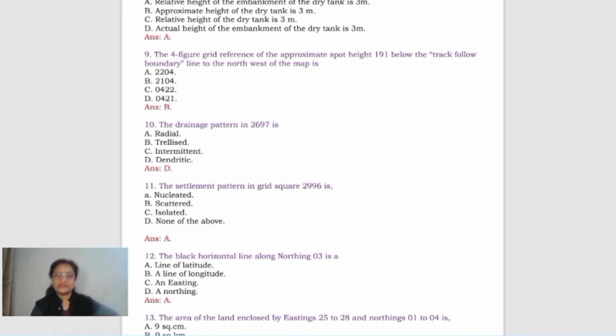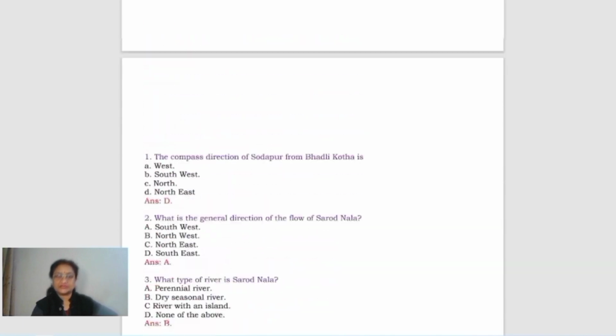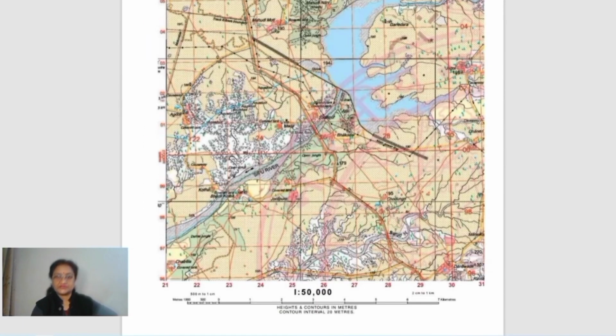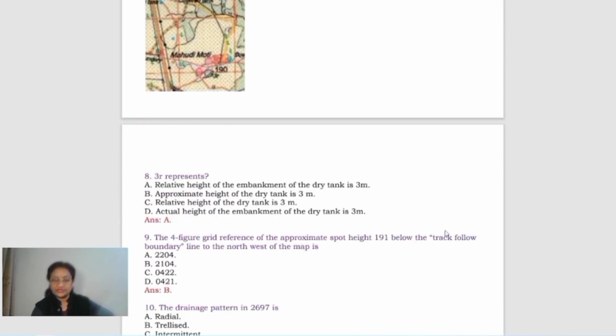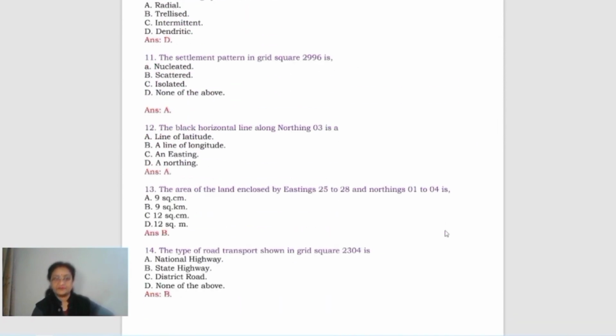Now the settlement pattern in 2996. Let's have a check. 2996, the settlement pattern. So let's find it out. This side it is 29 and 96. This is the only square we have to take, right? 2996. What type of settlement pattern is there? It is compact. So the settlement pattern which we can find here is the compact type, or you can say the nucleated type of settlement.